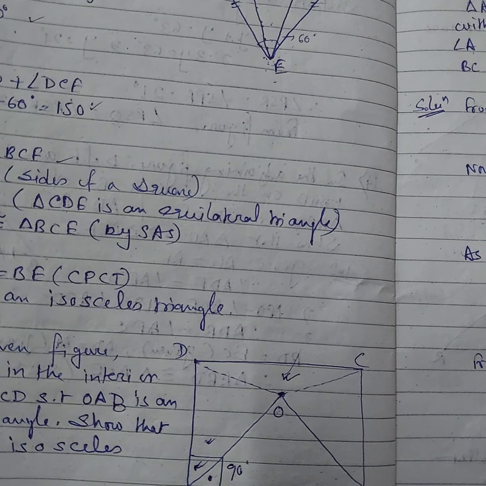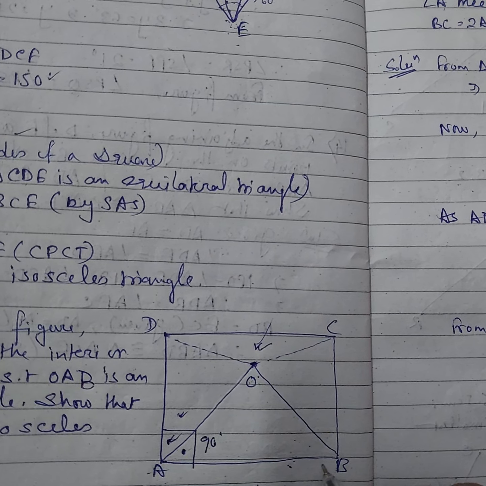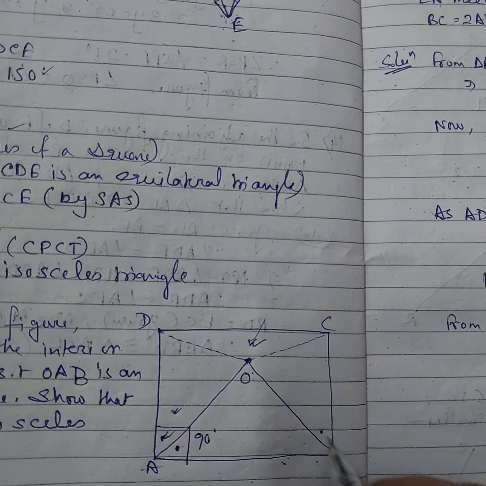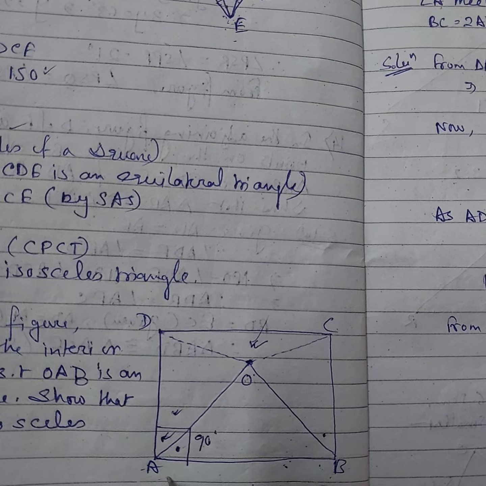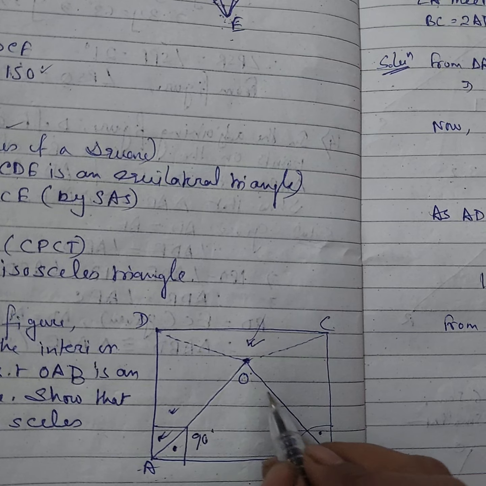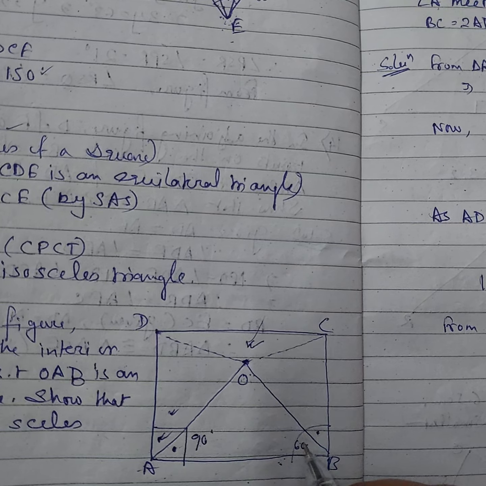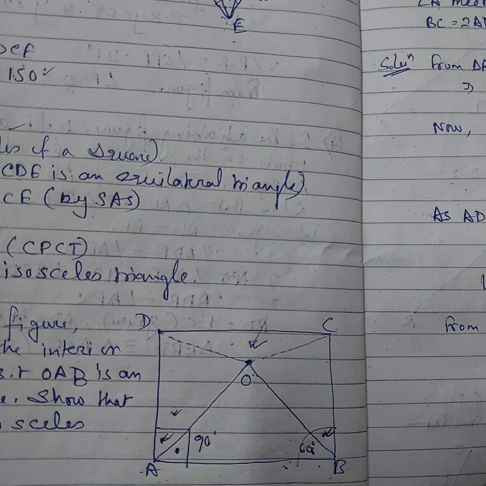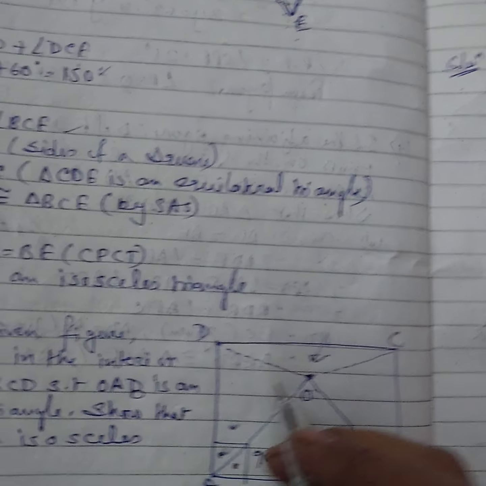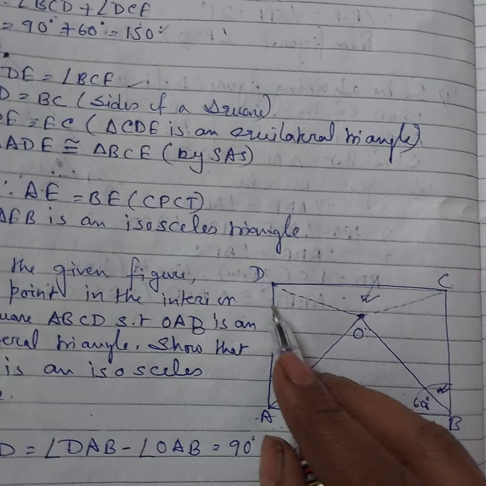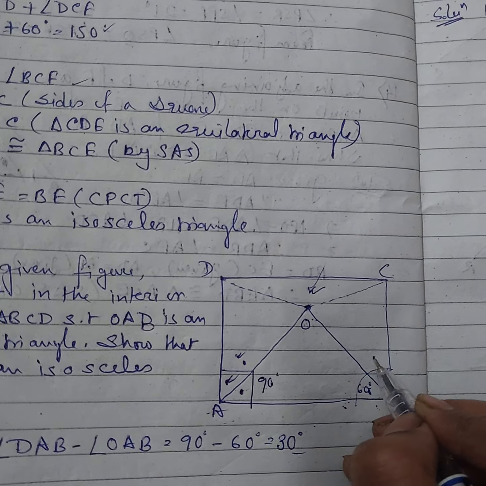In the same way, we get the value of angle OBC. Okay, since CBA is equal to 90 degrees, the whole angle, and OBA, that means this one, is 60 degrees, that means this angle will be 30 degrees. Since this is also 30, this is also 30, you can conclude that angle OAD, this angle, and angle OBC, that means this angle, are equal.